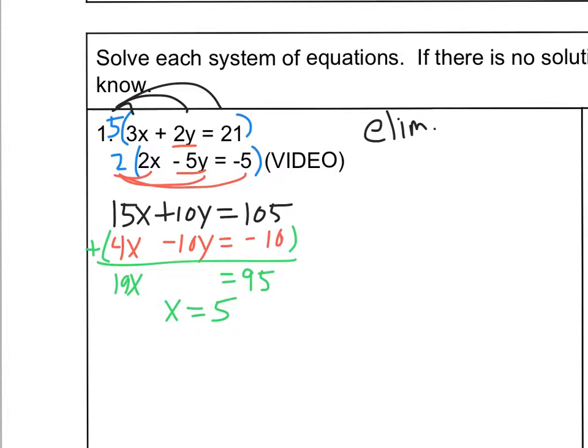I'm going to plug that into my equations. So I might say 3 times 5 plus 2 times y is equal to 21. 15 plus 2y is equal to 21. And that makes 2y equal to 6, so y is equal to 3 is our answer.